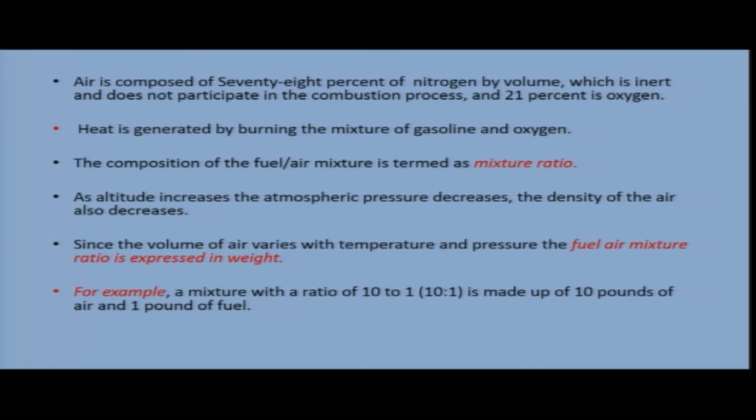As altitude increases, the atmospheric pressure decreases. We know that as we go up, the atmospheric pressure will decrease. The density of air will also decrease. Now, since the volume of air varies with temperature and pressure, the fuel air mixture ratio is expressed in weight. For example, a mixture with a ratio of 10 to 1 is made up of 10 pounds of air and 1 pound of fuel. So, a 10 to 1 fuel air mixture has 10 pounds of air and 1 pound of fuel.